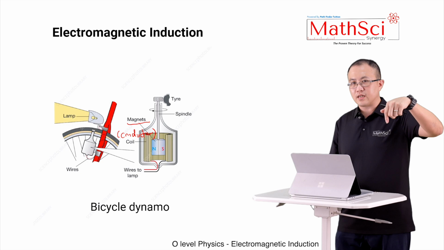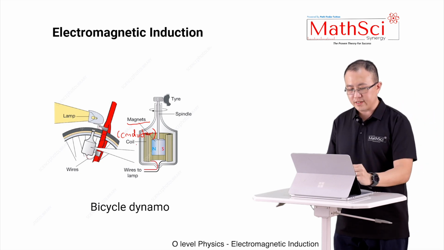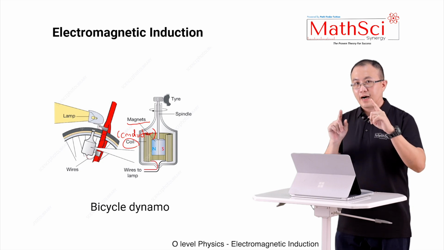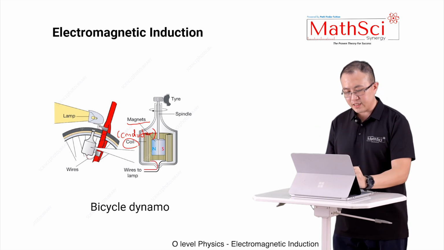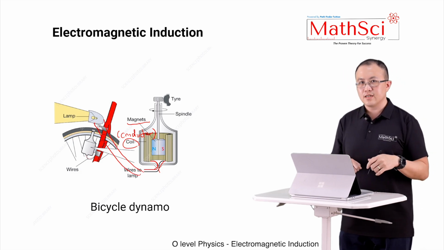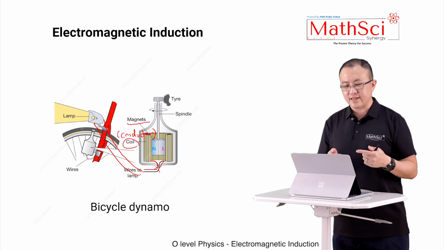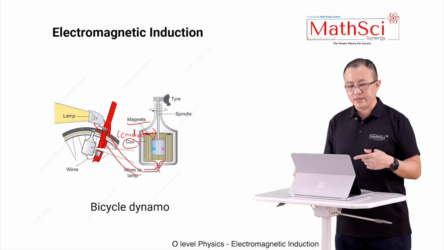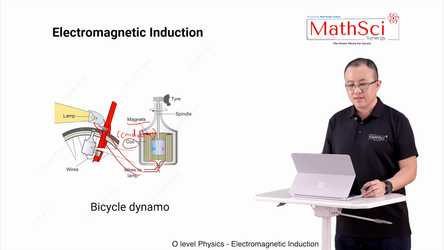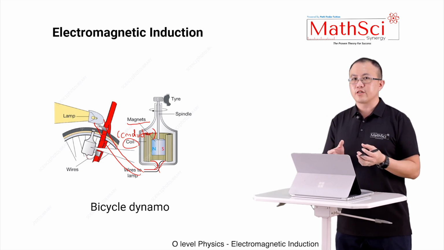So when the magnet rotates, it will be cutting the coil over here, which thereby causes induction. Now, if I link two wires from this conductor, you can see, right, this is linked to the lamp. We expect that as you cycle, the kinetic energy from you will be converted to electrical energy to power the lamp. So this is one of the applications of Faraday's law.